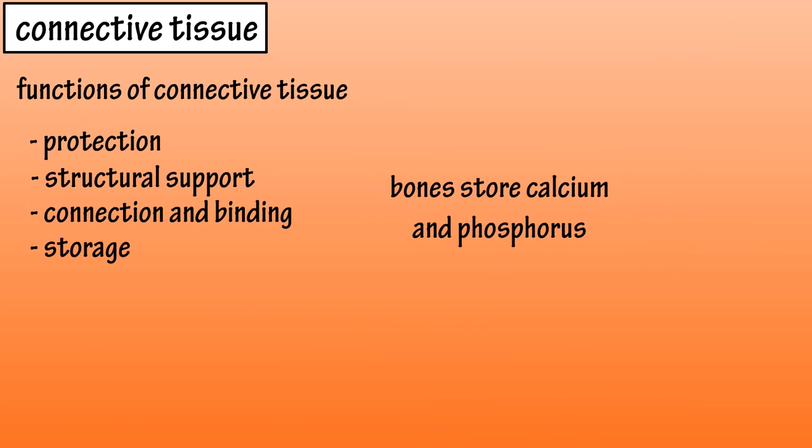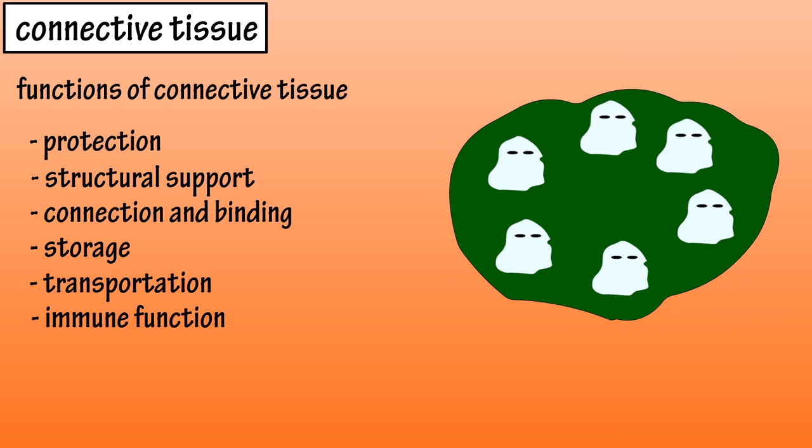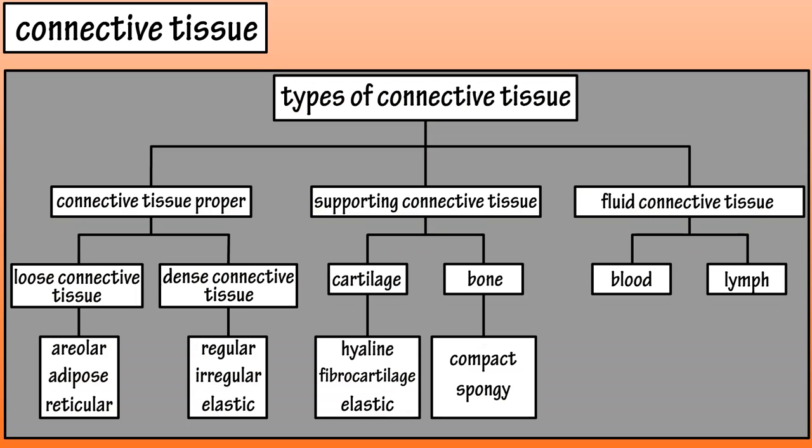It also provides for storage of some nutrients, as bones store calcium and phosphorus. It's important in transportation, as blood, which is a connective tissue, transports nutrients, gases, and waste throughout the body. And connective tissue helps with immune function, as many connective tissues contain white blood cells that protect the body from invaders.